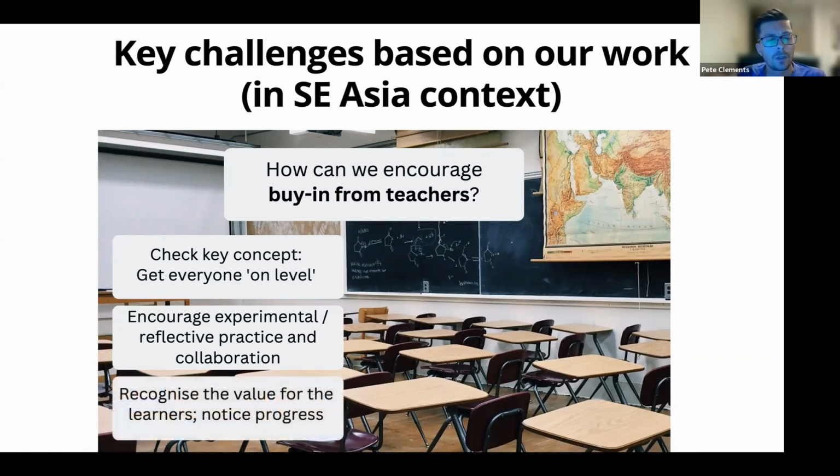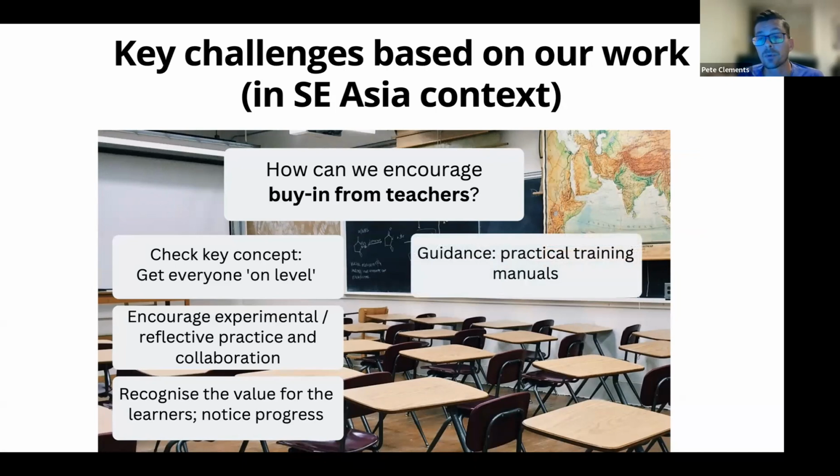Also, it's important to get buy-in from teachers for them to recognise the value formative assessment has for the learners. So learners are very active in this process, and by embedding formative assessment strategies, we get to help the learners move forward, and hopefully teachers will notice the progress that their learners make. This will encourage them to use formative assessment strategies more often.